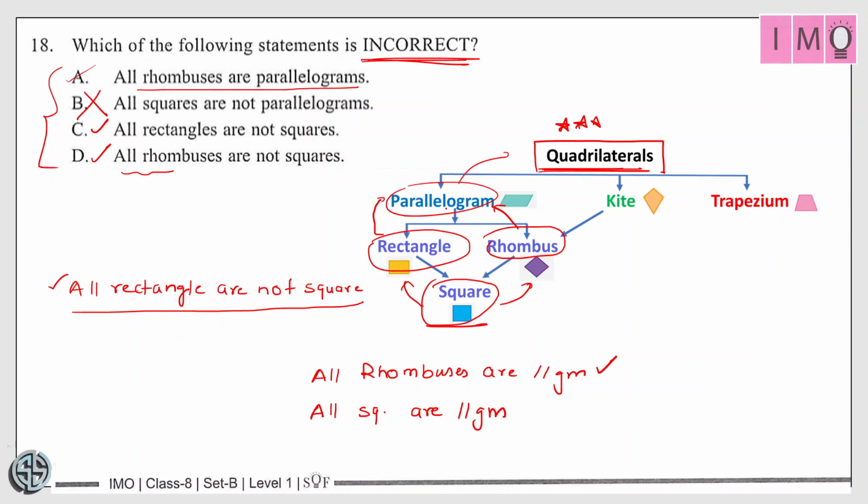You can say all rhombuses are kites, right? That is a very important statement, and definitely you will get to see questions on this statement in the upcoming Olympiad exams.